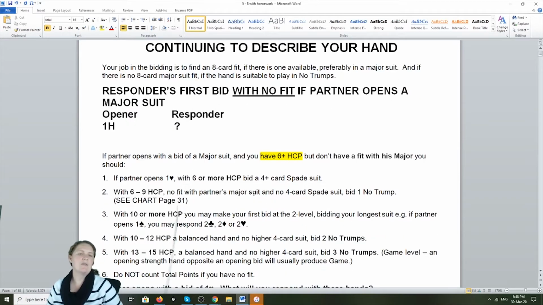So just to clarify, not having a fit means that you don't have 3 card support for your partner. Doesn't matter if any of them are high cards, it's all about quantity, not about quality. If you've got 3 hearts to go with them, you would have a fit, and instead of doing something else, you should be raising their hearts. So you should be raising 1 heart to 2 hearts.